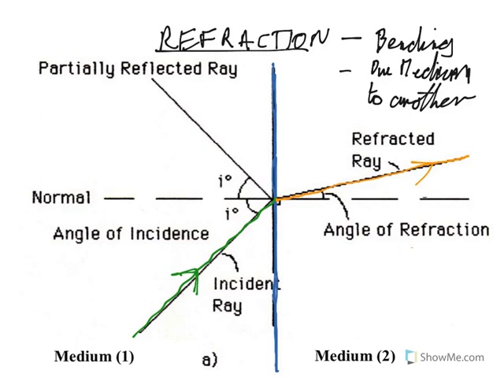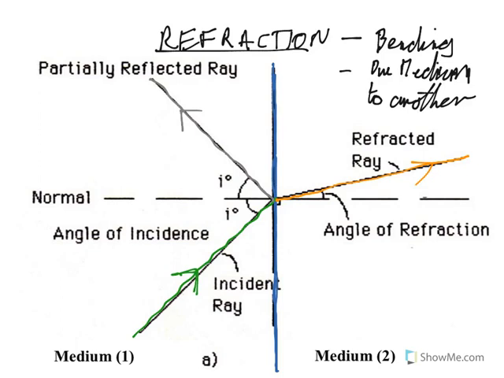Now, if there were any that get reflected, then they'd be reflected out in that direction, the partially reflected ray. And in terms of light, this is how light actually behaves, and you do get some small amount of reflection there.